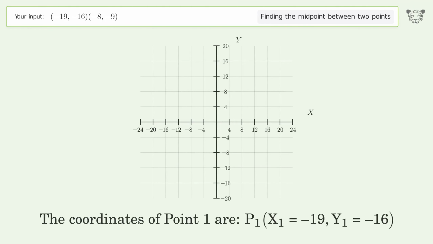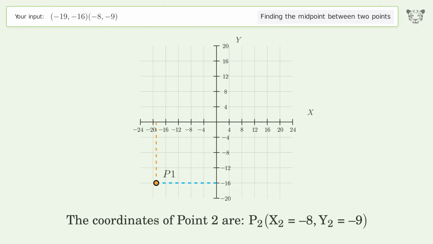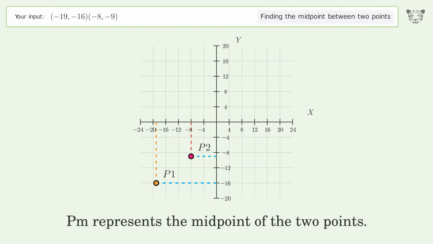The coordinates of point 1 are x1 equals -19, y1 equals -16. The coordinates of point 2 are x2 equals -8, y2 equals -9. PM represents the midpoint of the 2 points.